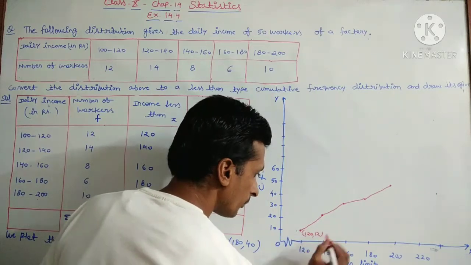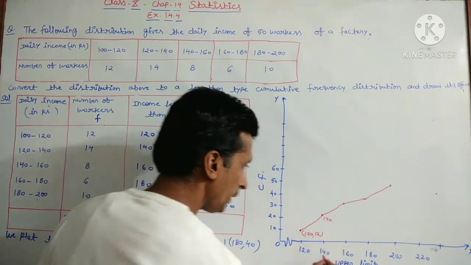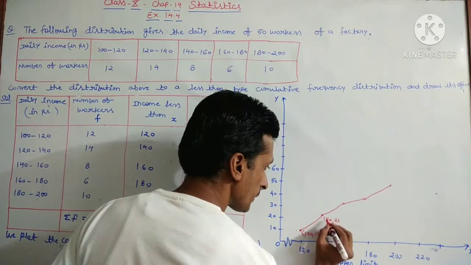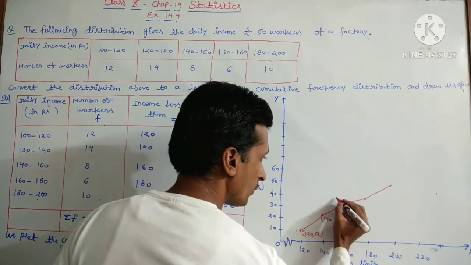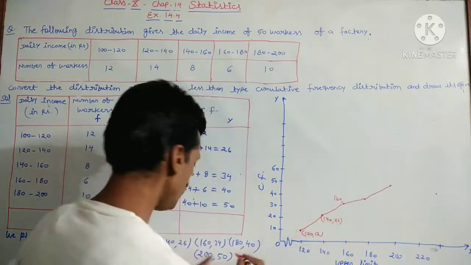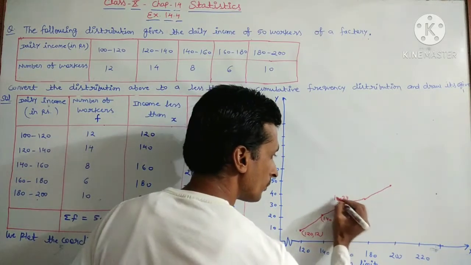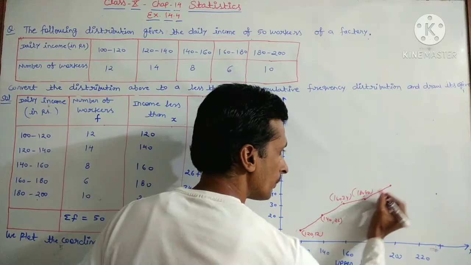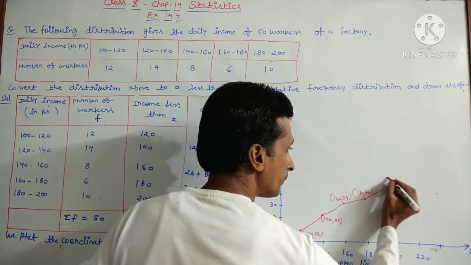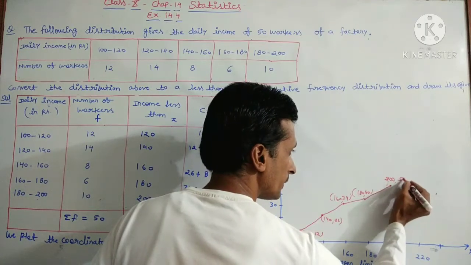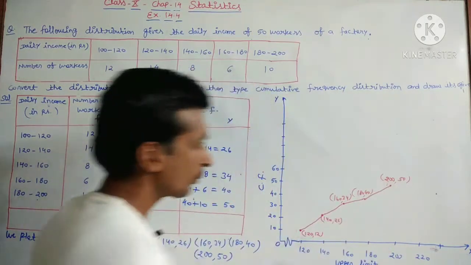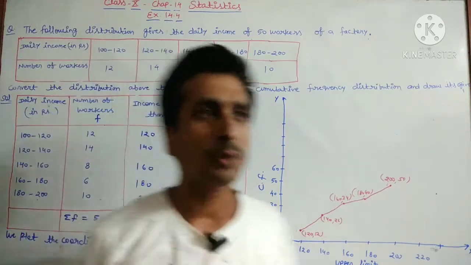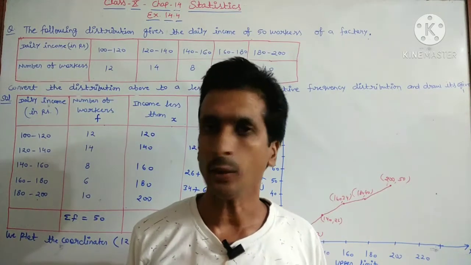120, 12. 140, how much here? 140, 26. And here it is 160, how much here? 34, and 180, 40, and 200 comma 50. So these are the points on the graph paper. I think you can understand the meaning of less than ogive.